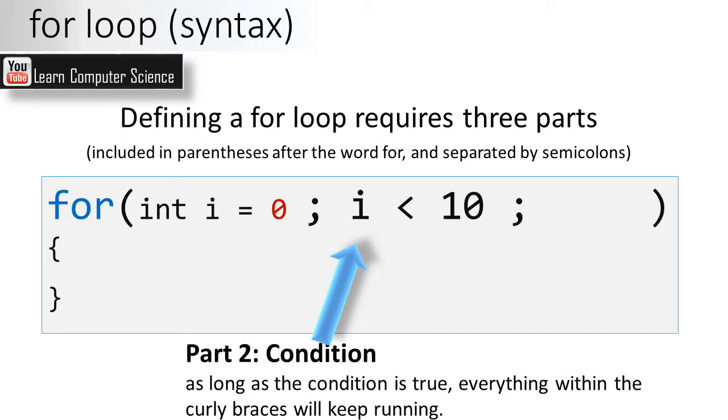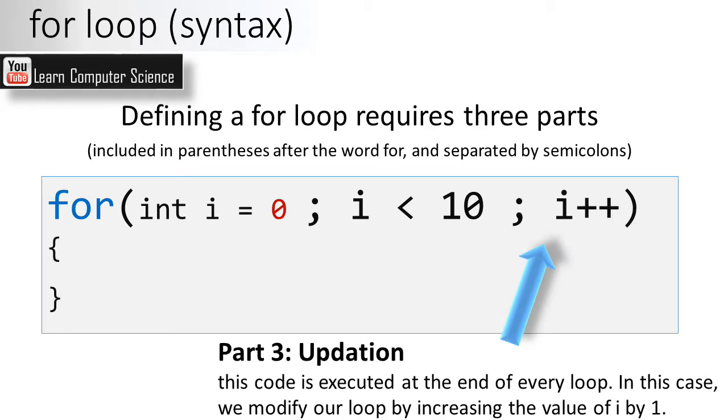Second part is condition. As long as the condition is true, everything within the curly braces will keep running again and again. And the third part is updation. This code is executed at the end of every loop. In this case, we are modifying our loop by increasing the value of i by 1. It is also your own choice how you want to update the value. You can make an increment or decrement or whatever you want. You can even write something like i = i + 5.